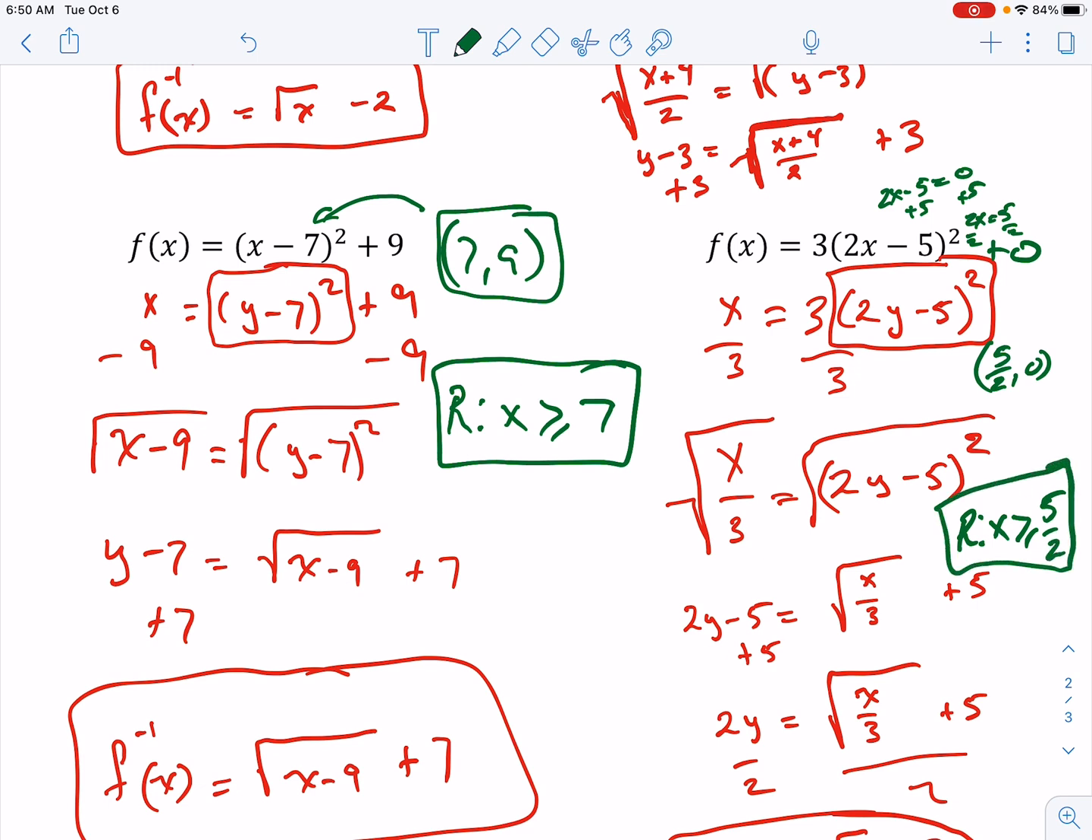Okay, we need to restrict the domain whenever our exponent is even on all quadratics or parabolas because they're not one-to-one. So anytime you get a polynomial like this with an exponent of 2, 4, 6, or 8, it won't be one-to-one. We need to restrict the domain based off of the vertex.